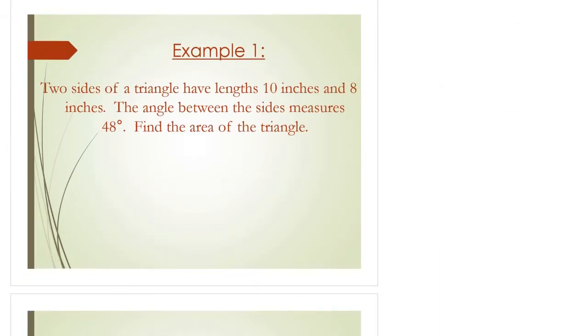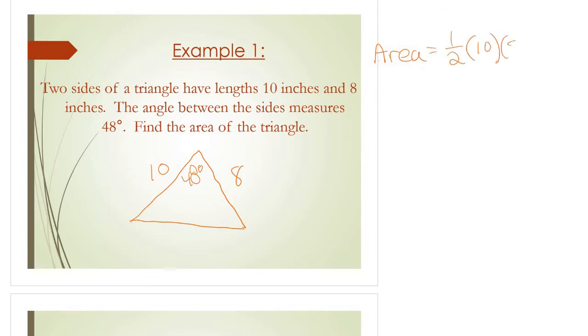First one's pretty easy. We got two sides of a triangle, 10 and 8. The angle in between the sides is 48 degrees. I suggest, even though this is worded easily, to always draw a picture. It doesn't have to be to scale, as mine is not. So 48. So area equals 1/2 the two sides times the sine of the angle in between them.